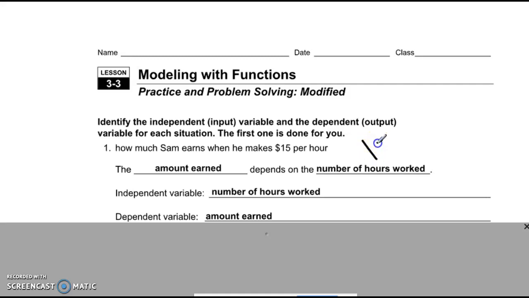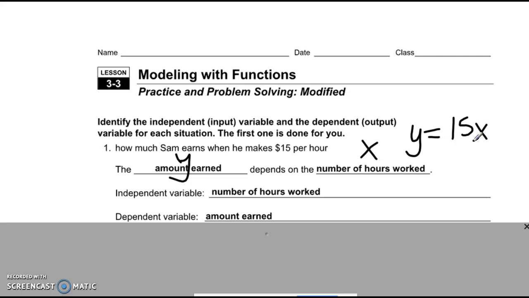So put an x above that. How do we know how much Sam earns? How are we going to figure that out? If he makes $15 an hour, what do we need to do to figure out how much he's going to earn? If he works 3 hours, how much is he going to earn? $45. What did you do, Josiah? Multiplied the number of hours he worked times what he earns per hour. So his earnings, we're going to call that y, depends on the number of hours worked. So we could write this to the side as y equals 15x, because what he earns will be the product of $15 times however many hours he works.